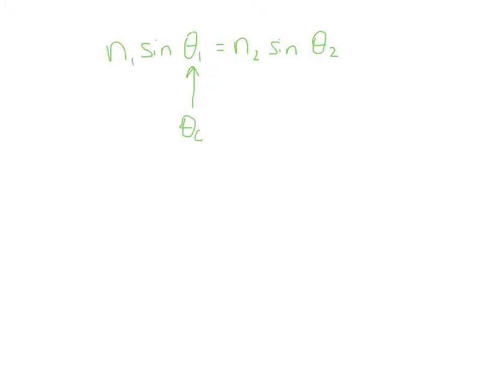So theta c is the critical angle. It's the incident angle that would result in the refracted angle being 90 degrees. So we want theta 2 to be 90. And since we know that the sine of 90 degrees is equal to 1, that basically tells us we can get rid of this whole term right here, because n2 times 1 is just equal to n2.